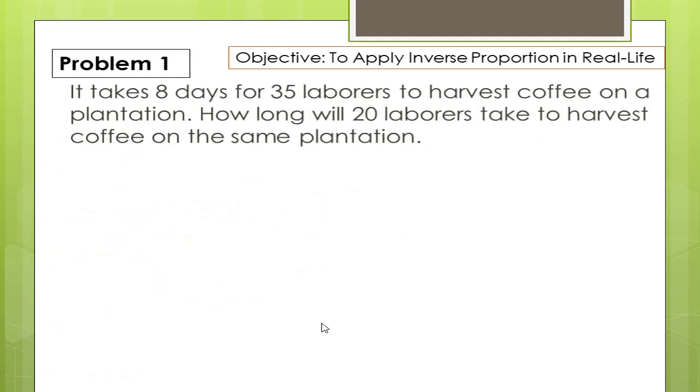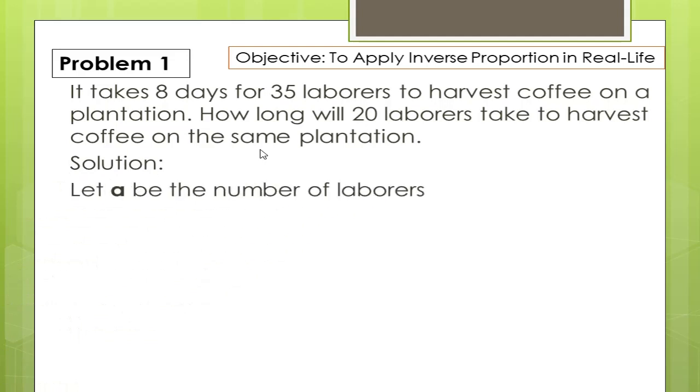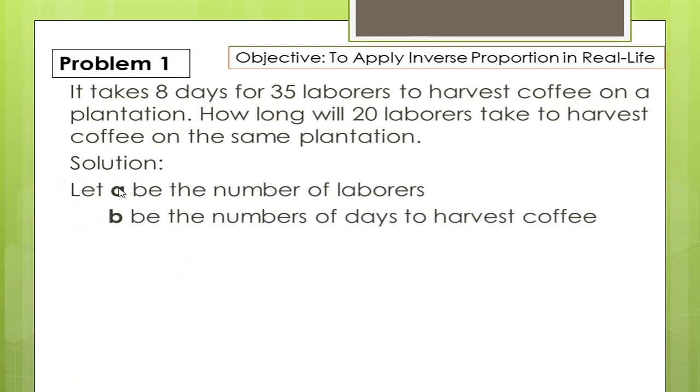So this is our problem number 1. It takes 8 days for 35 laborers to harvest coffee on a plantation. How long will 20 laborers take to harvest coffee in the same plantation? This is our solution. First, we have to represent our variables. Let A be the number of laborers and B be the number of days to harvest the coffee.